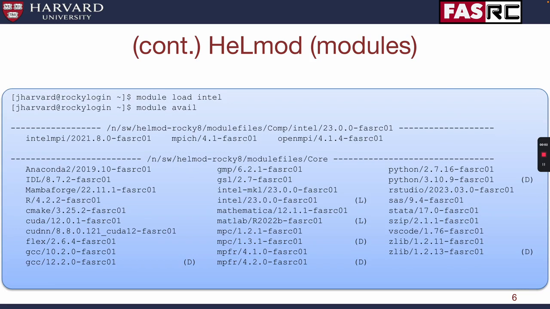Another command that you can use to see available modules is module avail. However, some modules are only shown if you load a specific module. For example, if you load Intel, then when you do module avail, you'll be able to see Intel MPI, MVAPICH, OpenMPI that were compiled with the Intel compiler.